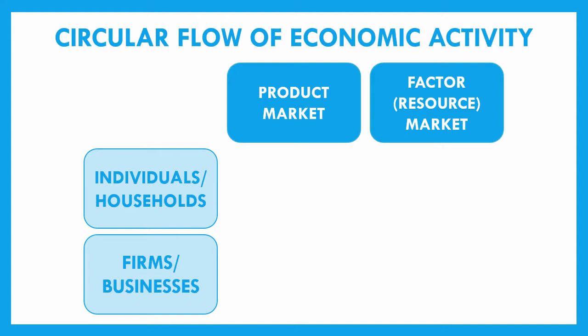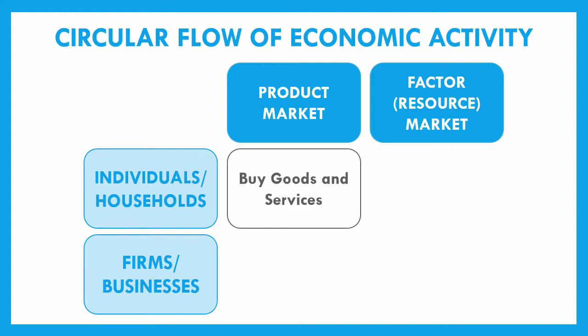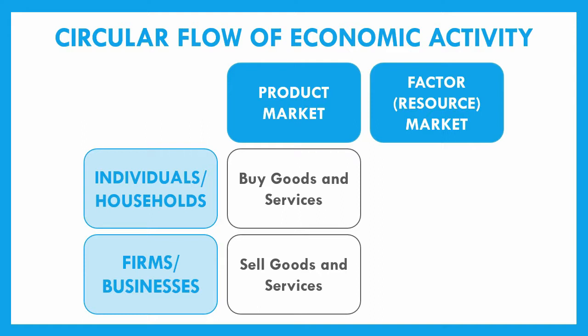So let's see, individuals and households, what is their role within the product market? Well, they serve as the buyer of goods and services. In the same way, within that product market, firms and businesses act as the sellers of goods and services. And so therefore, within the product market, we have a buyer, we have a seller, and that's why it's a market, because they're interacting. Again, when you go to the store and you're buying stuff, you, the individual, are acting as the buyer in that product market, and the business or the store wherever you're at is acting as the seller.